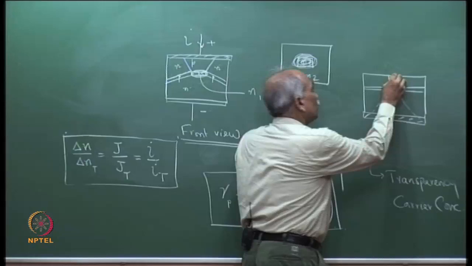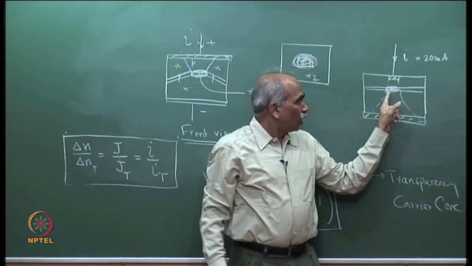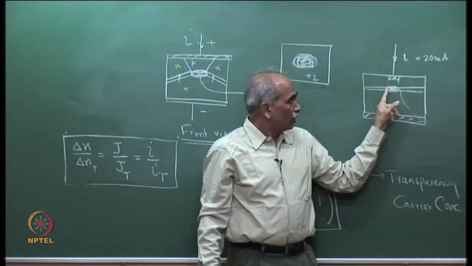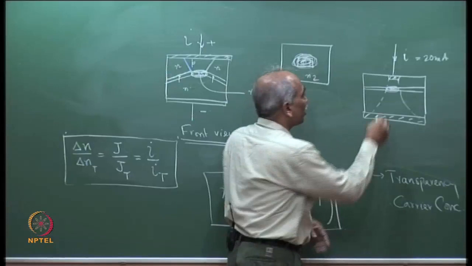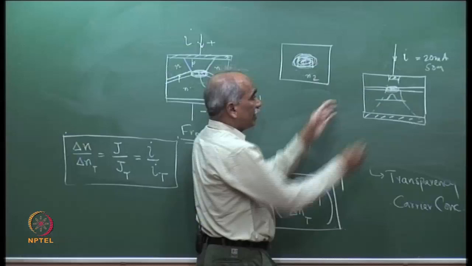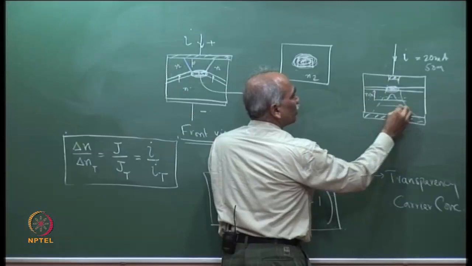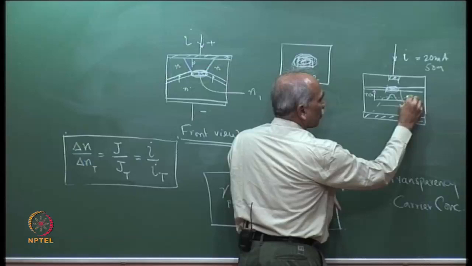So when I pass a current of I equal to, let's say, 20 milliampere, gain is available only over a small region here because the carrier concentration is sufficient to give gain in a small region. So if I want to show the carrier profile, the carrier concentration may look something like this. I hope you are able to understand, this is the transverse direction. What I have shown is n of x versus x. And let us say this is the level required for having gain, the carrier concentration.